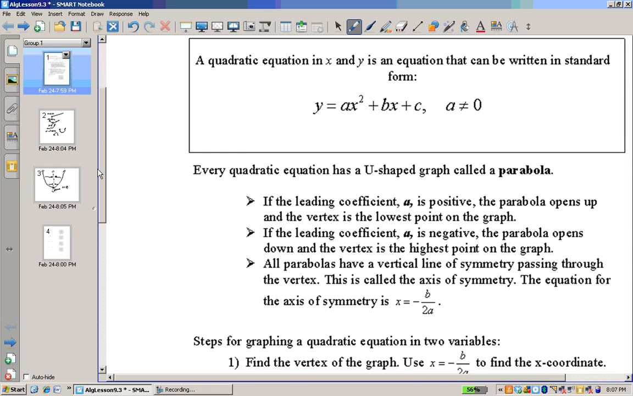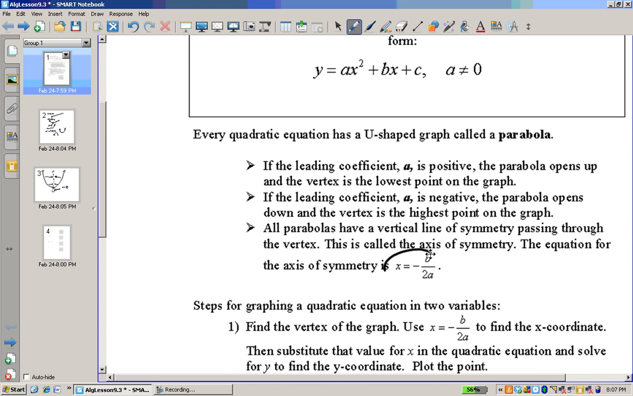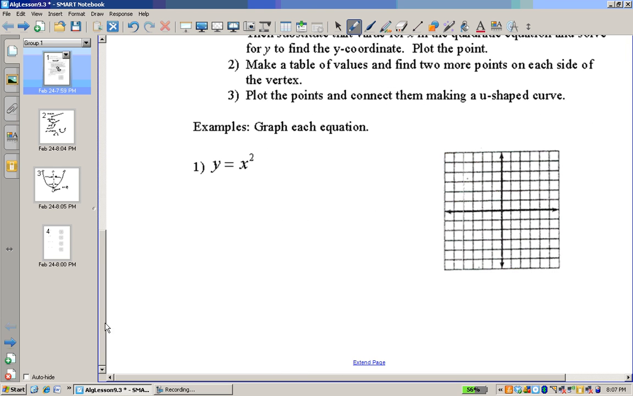So this point right here, incredibly important. The axis of symmetry, and of course the x-coordinate of the graph of the vertex. Those two are going to be extremely important. We're going to need our standard form and this x equals opposite of b over 2a. Let's go ahead and get started.